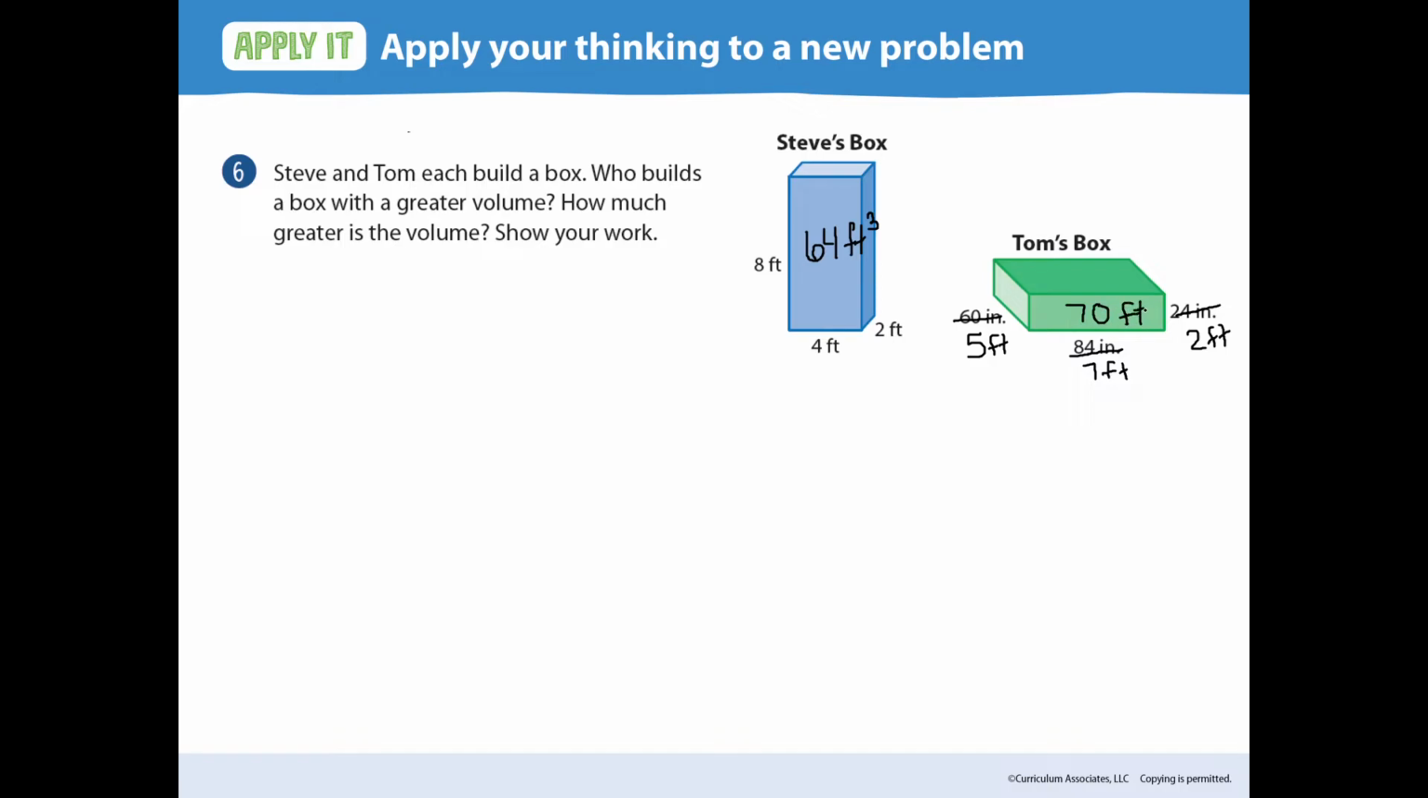cubic feet. So now it's asking, who builds a box with a greater volume? So the greater volume here is going to be Tom's box because 70 is bigger than 64. We're not done yet though. How much greater is the volume? We can take 70 minus 64 to give us 6 cubic feet difference.